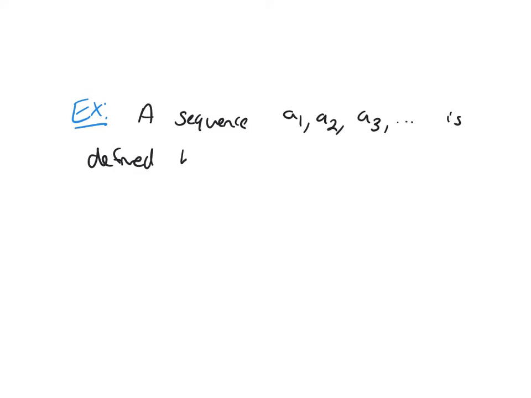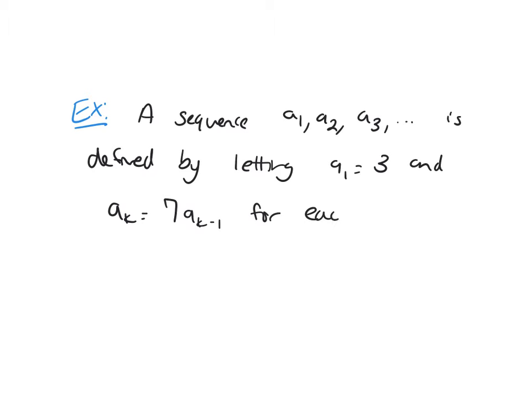So now let's look at an example involving sequences. Let's say a sequence A1, A2, A3, and so on is defined by letting A1, the first term, be 3, and then you have a recursive formula. So A_k is 7 times A_(k-1) for each integer k that's at least 2.